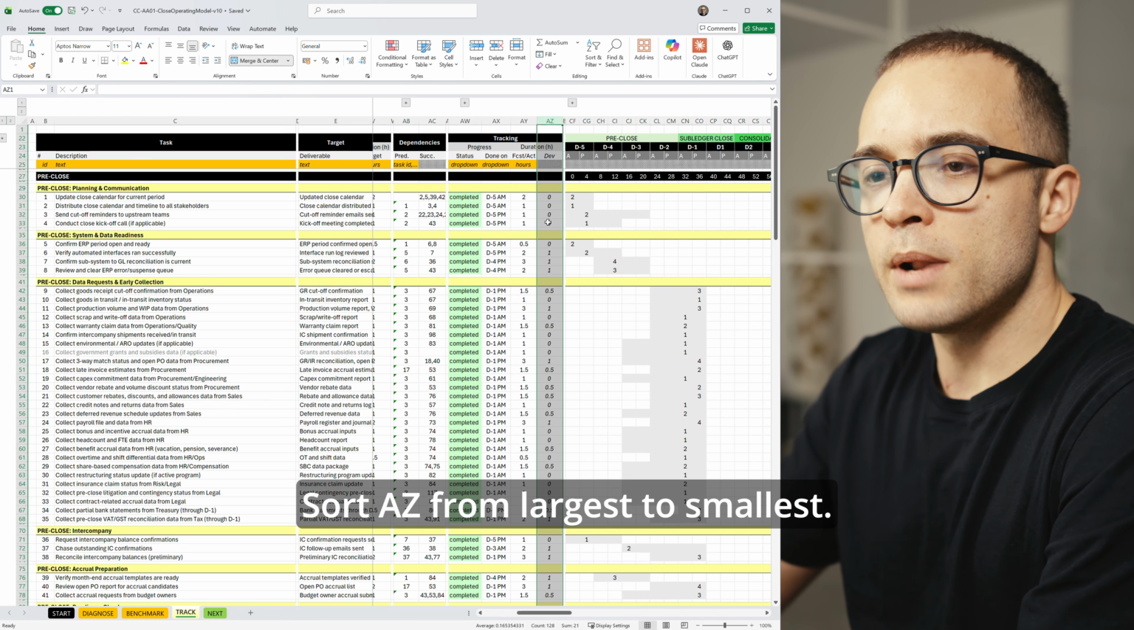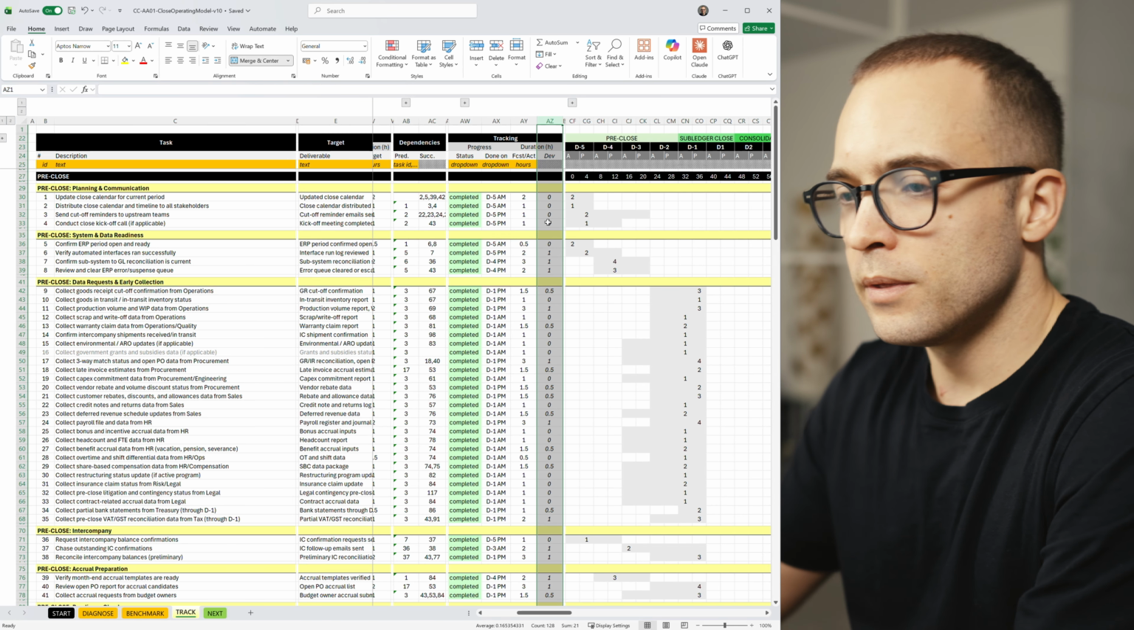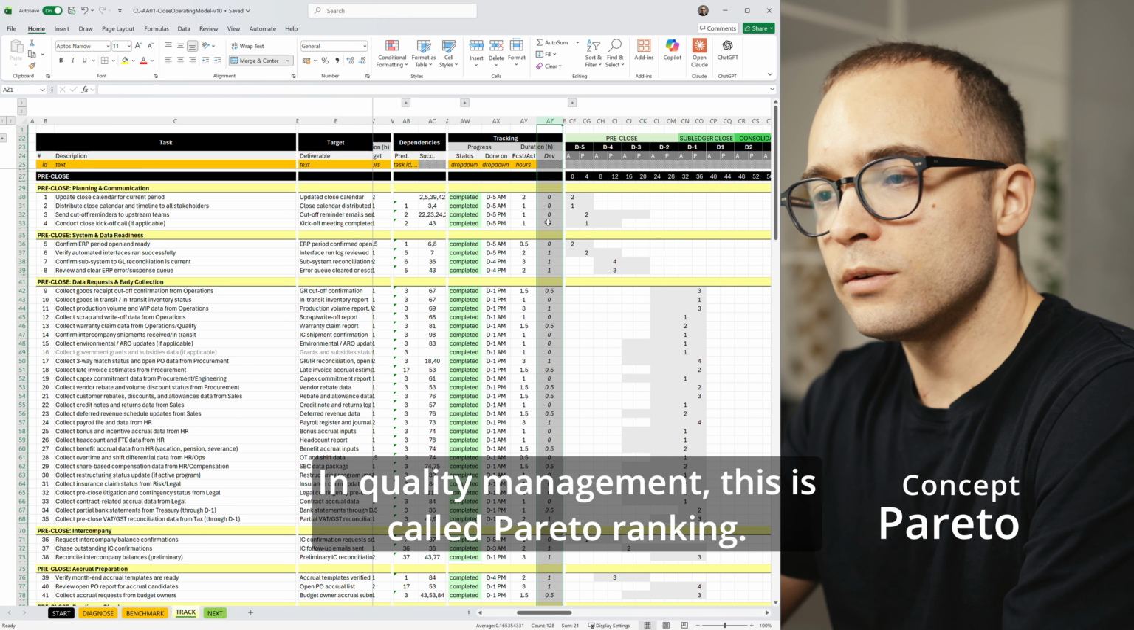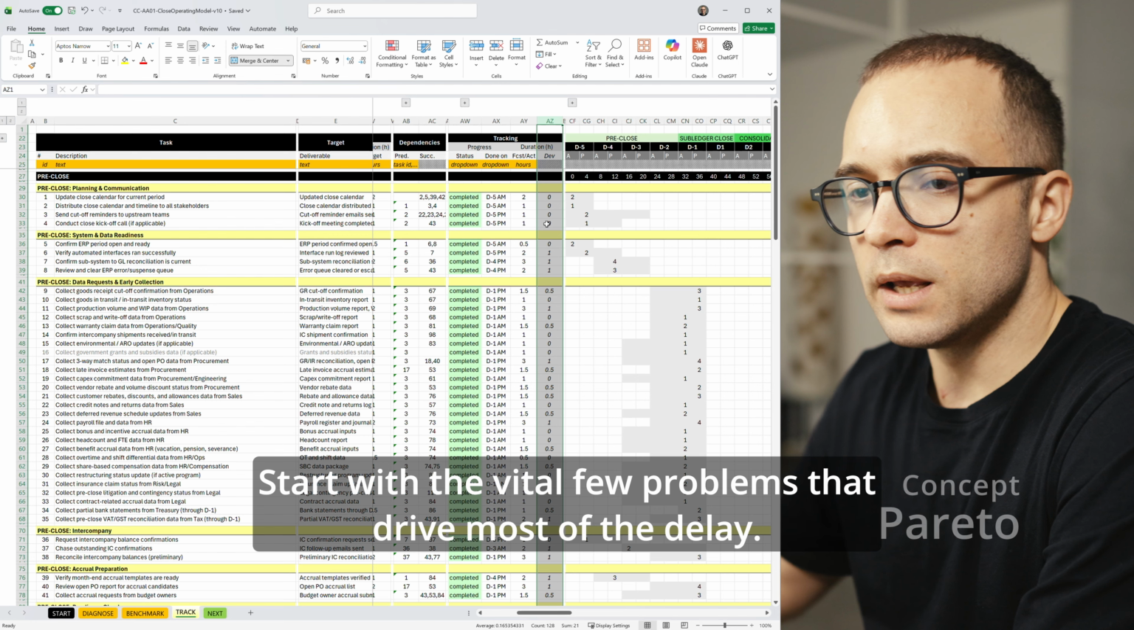Make a copy-paste value of the tracker. Sort AZ from largest to smallest. Worst overruns will float at the top. In quality management, this is called Pareto ranking. Start with the vital few problems that drive most of the delay.